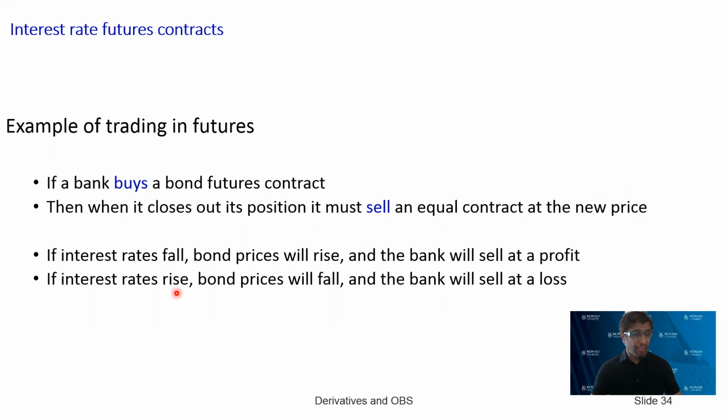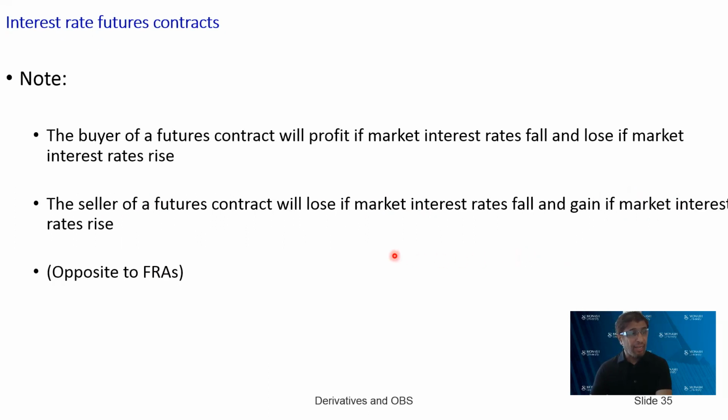If the interest rate rises, then the bond prices will go down and the bank will have to settle that or sell with losses. I think the buyer of the future contract will profit. As you can see, if the market interest rate falls, the seller will lose. Now, if you take the position of interest rates going up, this will lose if the interest rate goes up, and this will gain if the interest rate goes up.